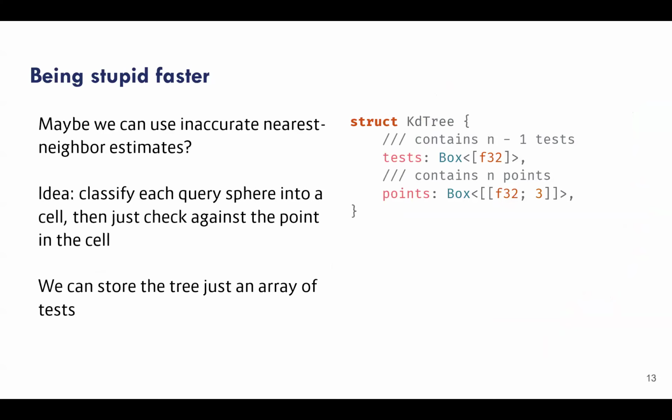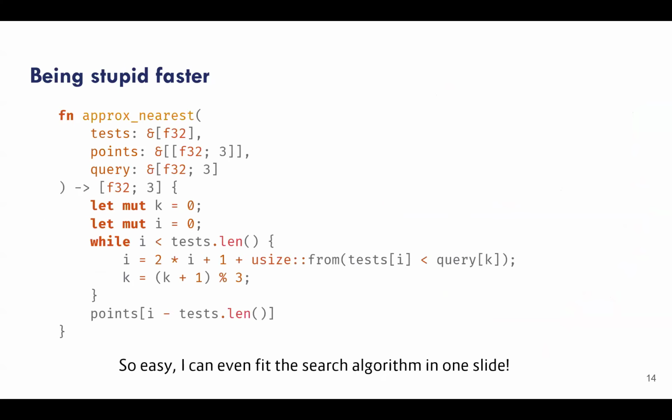So let's try doing approximate nearest neighbors. And that's promising. It makes it really, really easy to implement. So if we're doing a KD tree search, we can use a sort of vector-backed layout for efficiency. And then we can do our approximate nearest neighbor search really, really fast. We can actually fit the entire nearest neighbor search algorithm in a single slide, which is really nice.